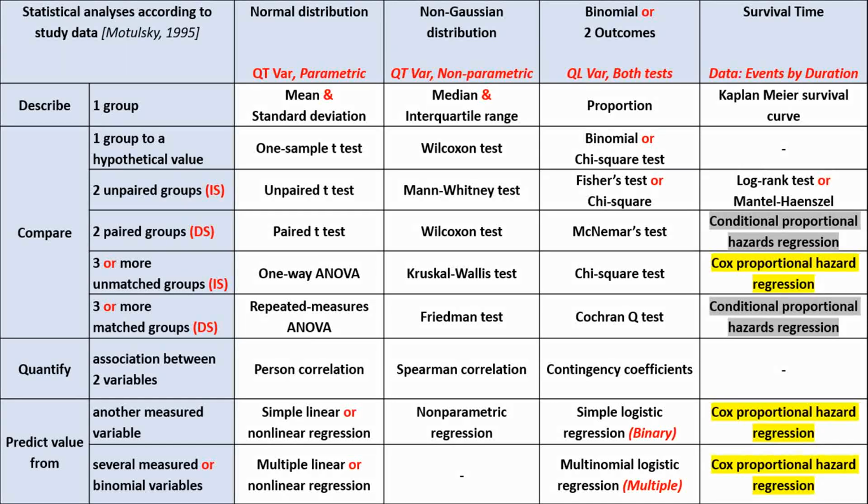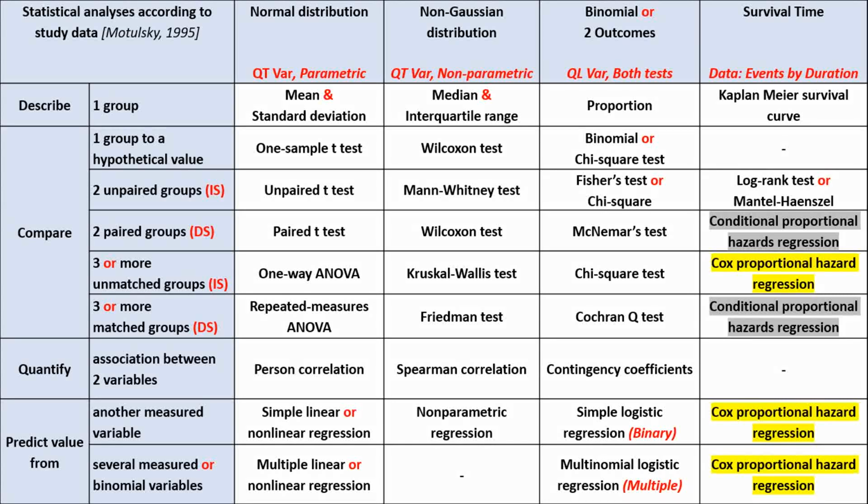To compare two unpaired groups, we use unpaired t-test in the case of normal distribution, its equivalent Mann-Whitney test in the case of non-Gaussian distribution, and Fisher's test or chi-square test in the case of data that accepts only two outcomes. And in the case of data for survival time, we use log rank test or Mantel-Haenszel.